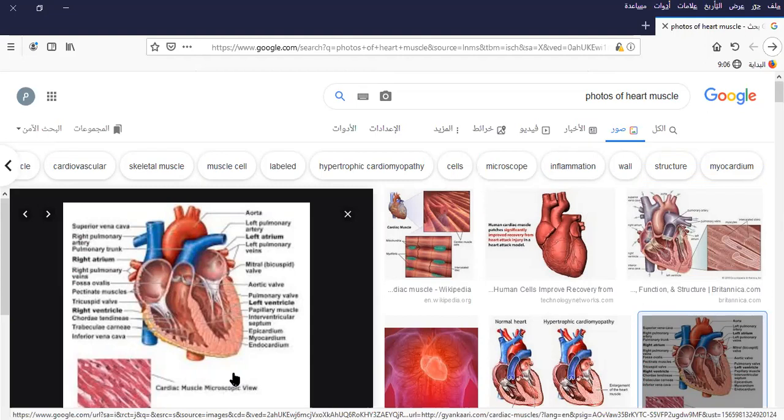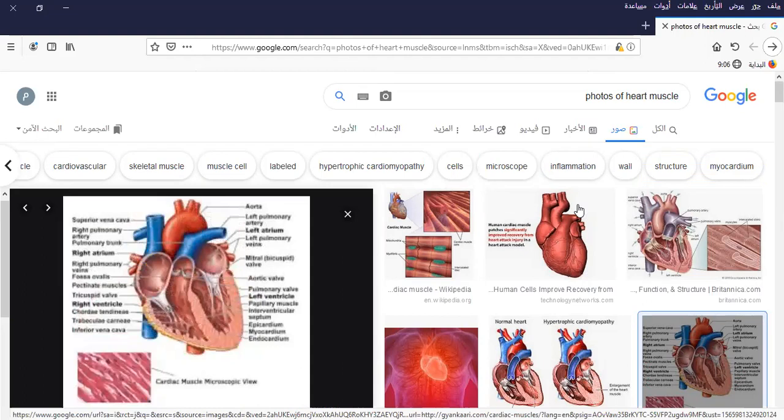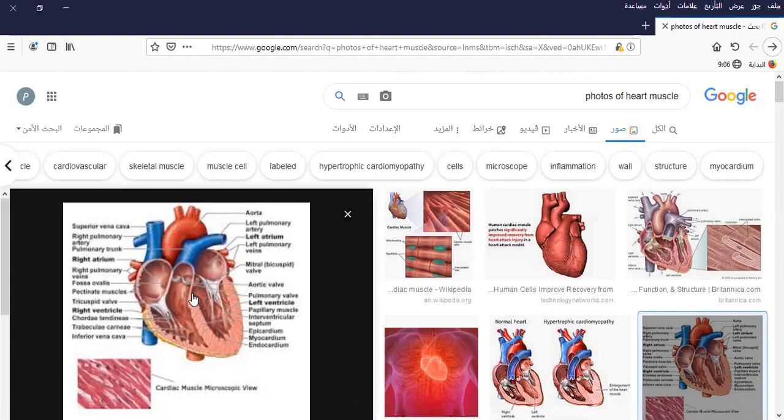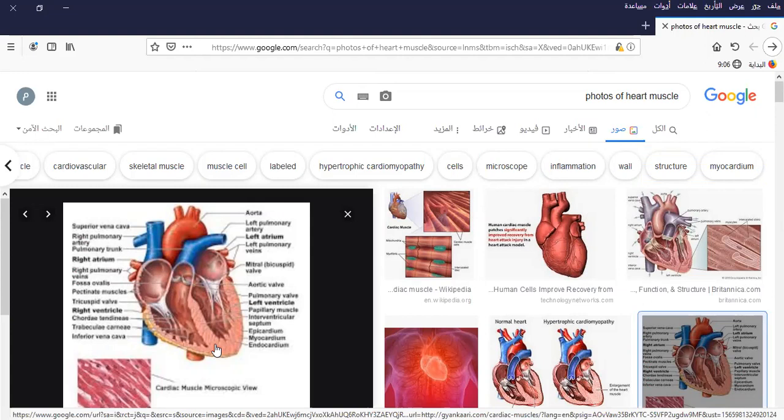So I have the first thing, this is the septum, sorry. This is a septum. There is a septum or wall that separates the heart into two halves. Why? Because the right half of the heart contains blood rich in carbon dioxide, called deoxygenated blood, while the left half of the heart contains oxygenated blood, or blood rich in oxygen.